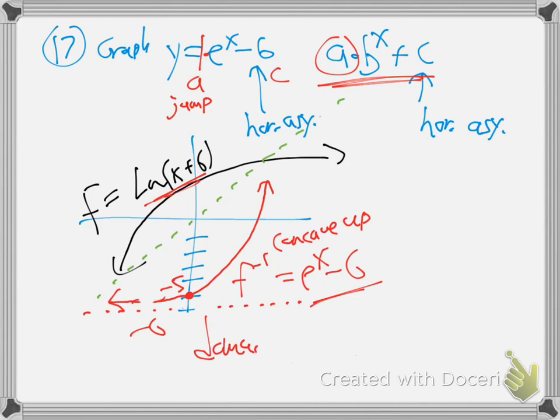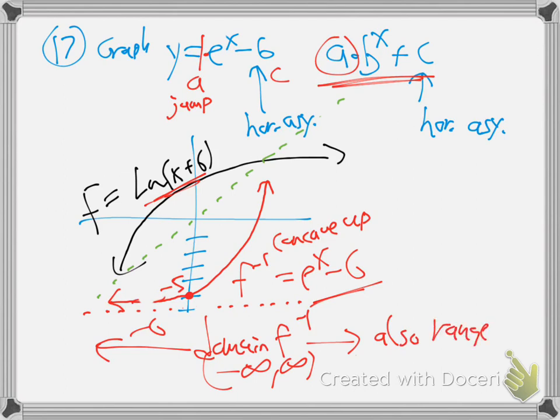What's the domain for f inverse, the red one? How far left, how far right? Well, that's negative infinity to positive infinity, isn't it? And that's the domain for f inverse, which means that's also the range for f. And it is. Look at the picture. How far down, how far up does f go? The range for f, yeah, negative infinity to positive infinity.